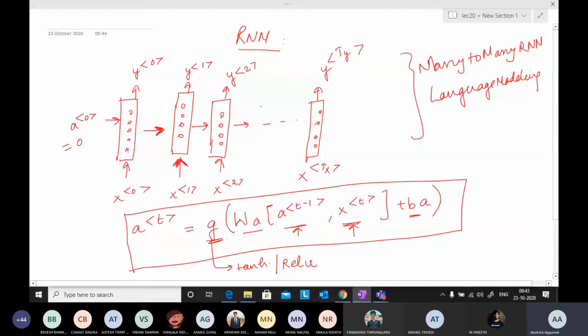Over here we have many to many, but in the many to one case we are not generating these y's. That is the only difference. We are not generating these y's, but the rest of the activation values would remain the same.